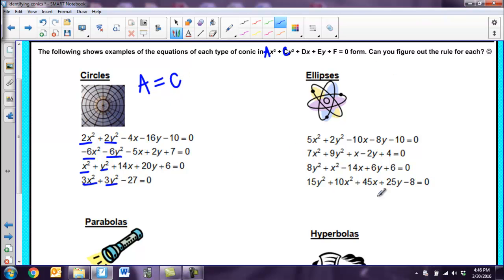Okay, so these guys are all ellipses. Again, I'm telling you, these are all ellipses. And again, they all have an x squared and a y squared term in them. The thing to notice here is that A and C are not the same, so A does not equal C. But the thing that they do have in common is that they're the same sign. So they are both positive or they're both negative. The numbers in front of your x squared and y squared are not the same, but they do have the same sign.